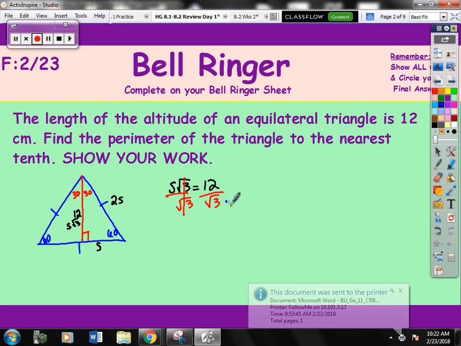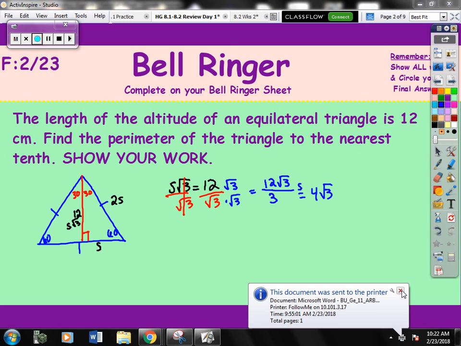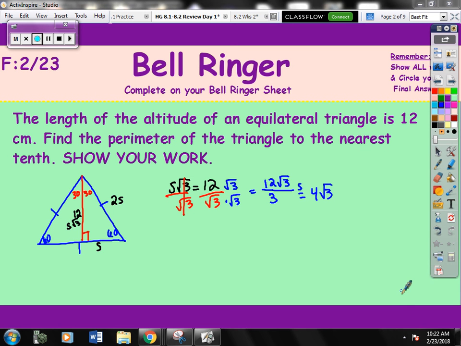Rationalize our denominator. 12 root 3 over 3. Divide to get 4 root 3. So this is the value of S. Alright, now, S is only this little piece.